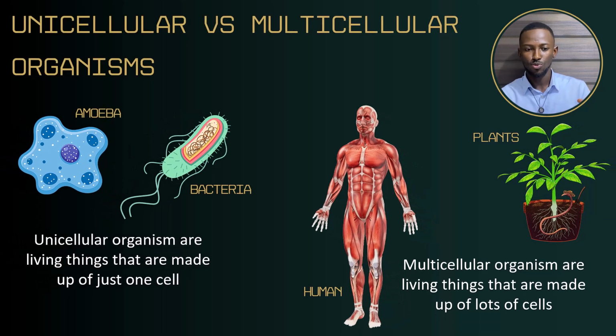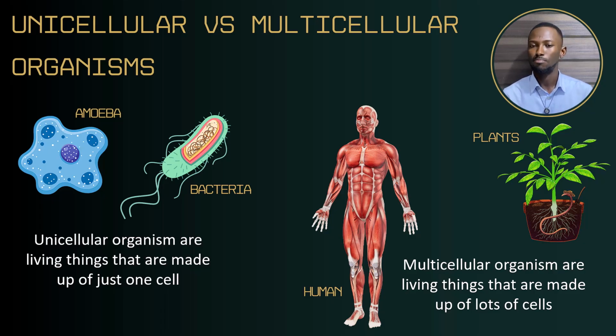Now the final concept we talk about is unicellular and multicellular organisms. So we're speaking about plants, animals, but there are other groups of living things I've not mentioned here. So for this section, we'll be talking about them. We have unicellular and multicellular organisms. We said cells make up organisms, right? But there are certain organisms that are made up of just one cell. So these living things are known as unicellular organisms. So unicellular organisms are living things that are made up of just one cell. Just one.